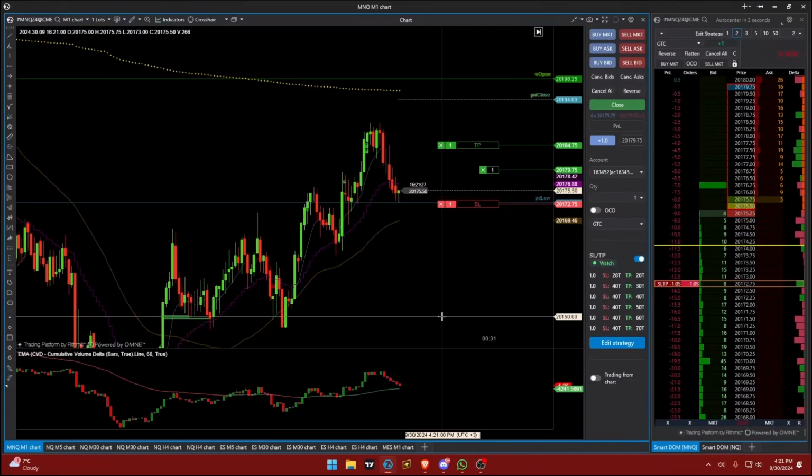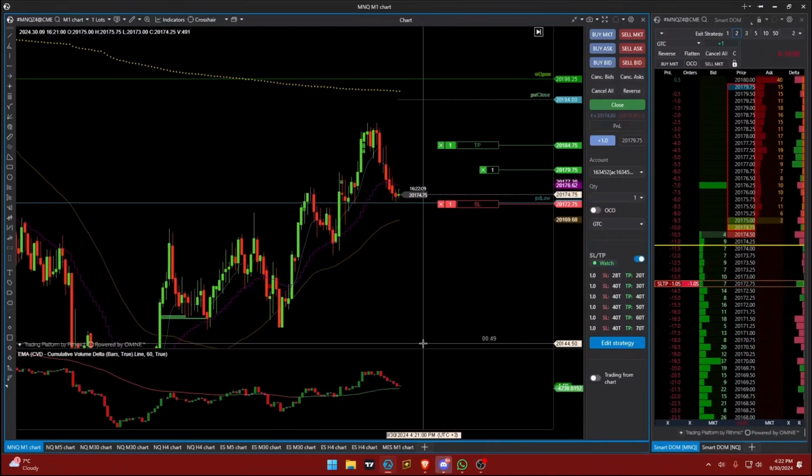I place my stop right on previous day low because if you're going to lose the 1 hour trail, I want to be out of this trade.